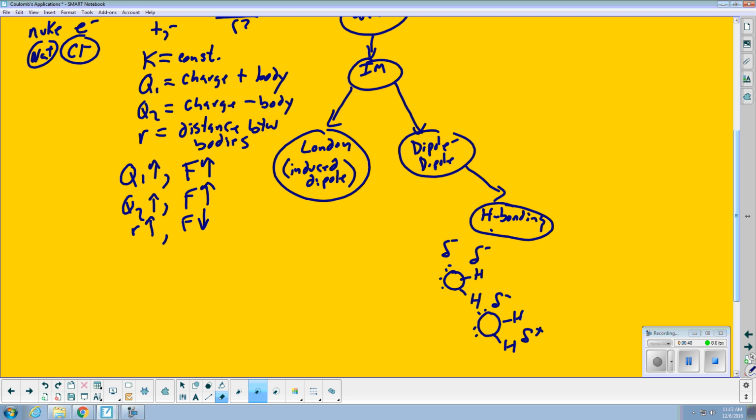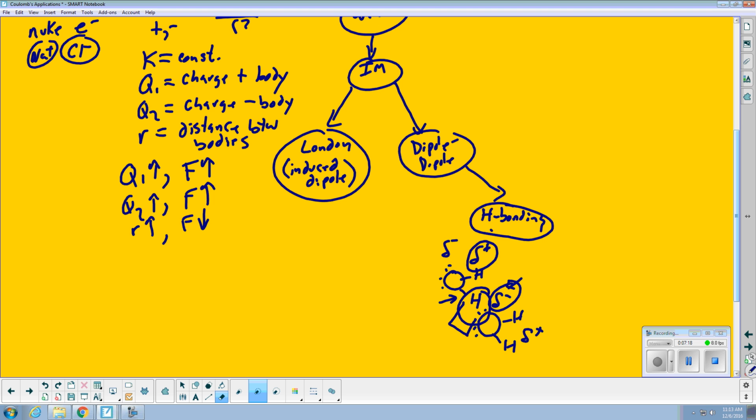I have an attraction between this partial positive side of this molecule and the partial negative of this one. And here's my attraction right here, right? Right there's my attraction. That is a weak Coulombic attraction. It is between the partial positive on one water molecule and the partial negative on the other.